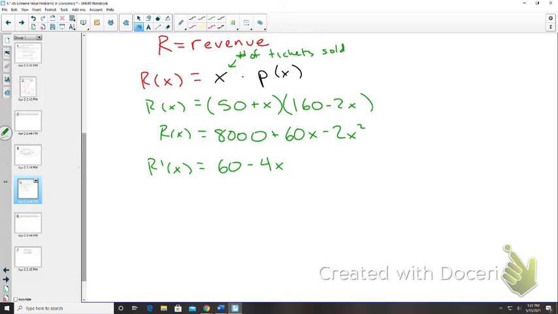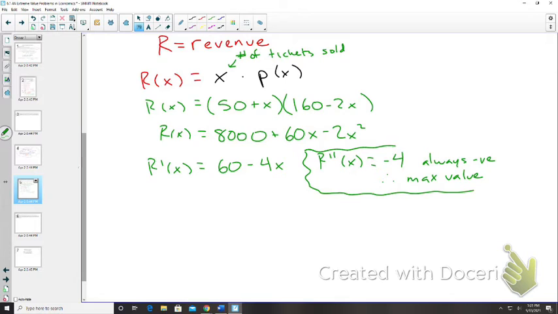And while we're at it, let's take r double prime of x, which is going to equal negative 4, which is always negative. Therefore, it is a max value. I'm just going to hang that to the side. Remember, the second derivative test is just allowing us to confirm that, right? So we're looking for a max value, so let's set this equal to 0.